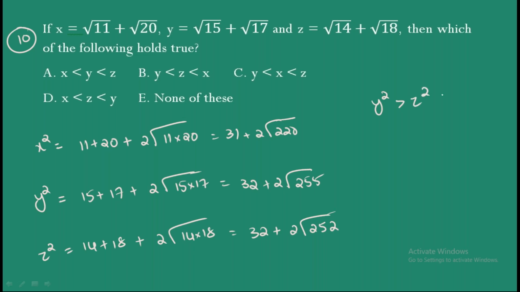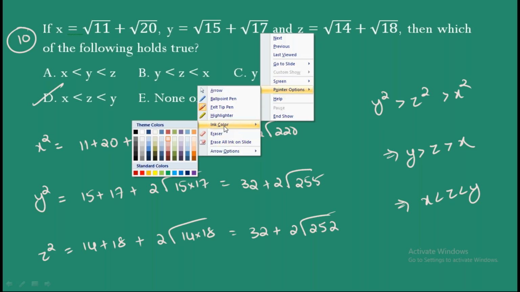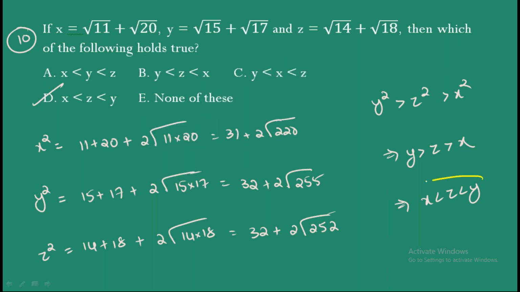Now definitely y square is greater than z square greater than x square, which implies y greater than z greater than x. If you want to put in descending order, x less than z less than y. Option B is correct. Final conclusion is x less than z less than y. Got it? Excellent.